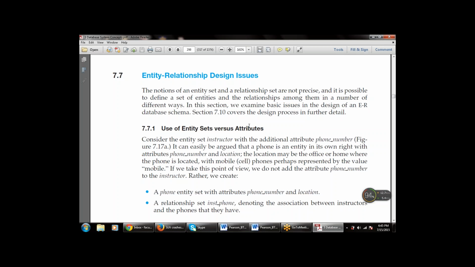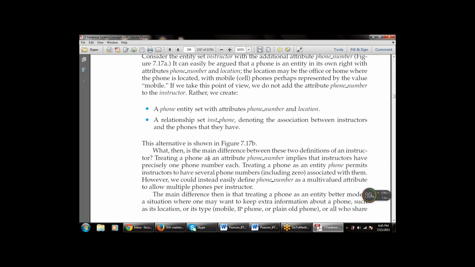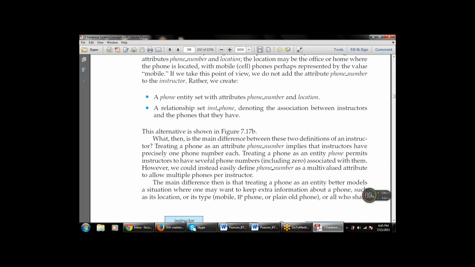If we take this view, we do not add the attribute number to the instructor. Rather, we create the phone entity set with the attributes number and location, and a relationship set instructor phone denoting the association between the instructor and the phone that they have. This is how to use entity sets versus attributes.